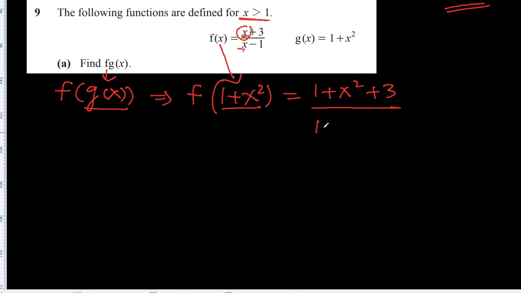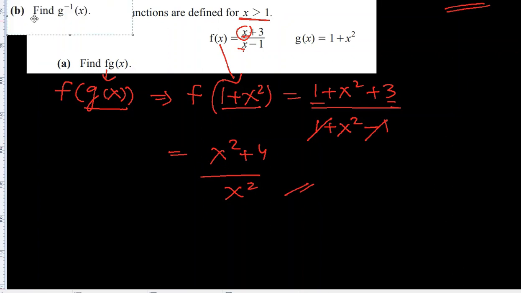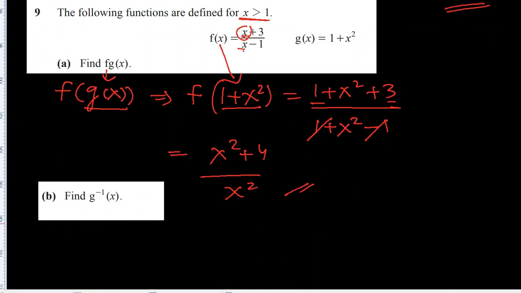This x will also be replaced by 1 plus x square minus 1. The 1 and minus 1 cancel, and here we get 1 plus 3, 4. So x square plus 4 over x square. That is fg(x). That was fast. So let's do the next one.